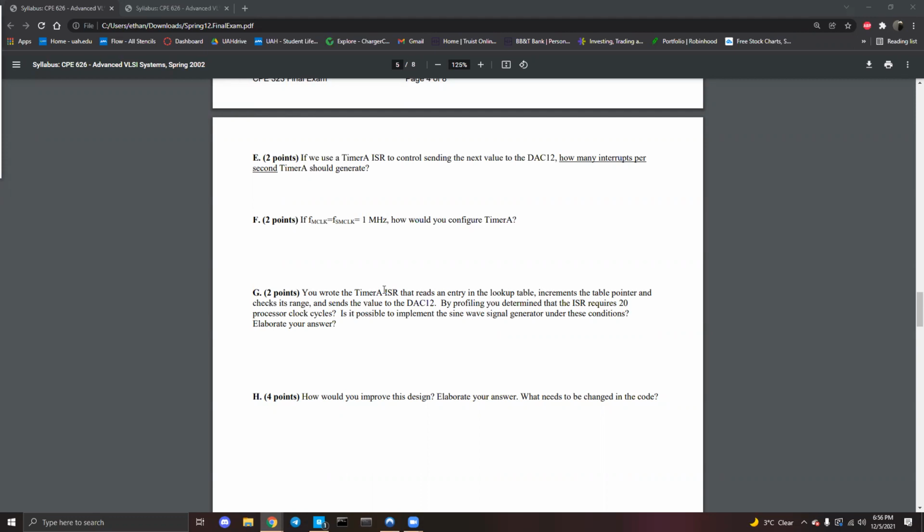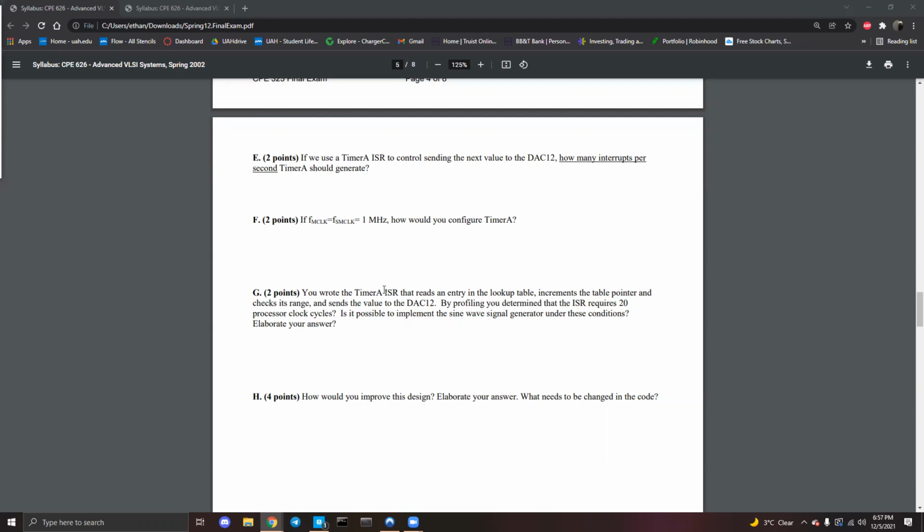Wait, so for part F, I did 1 divided by 20,000. Oh, okay. Never mind. So it's 1 megahertz divided by 20,000 hertz minus 1. So you do the whole thing, then subtract 1. It should be equal to 49. And you subtract 1 because it starts counting from 0. Right, yeah. And then there's G.